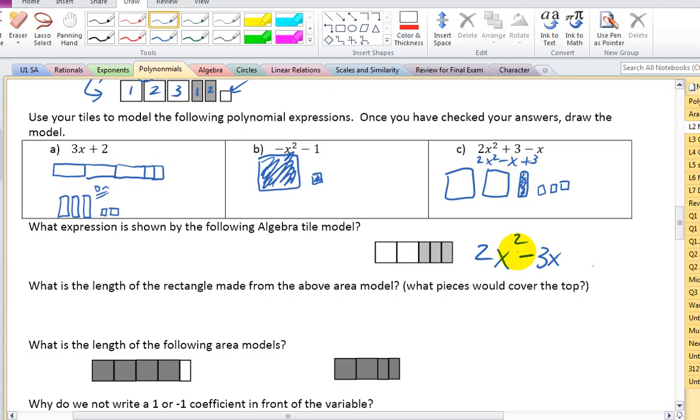So where does the negative sign belong? The negative sign really belongs to the 3x. Okay? That's a really important concept to know: the negative sign belongs to the negative 3x. What's the length of the rectangular model? What is this length here? What's this dimension? What's that length?